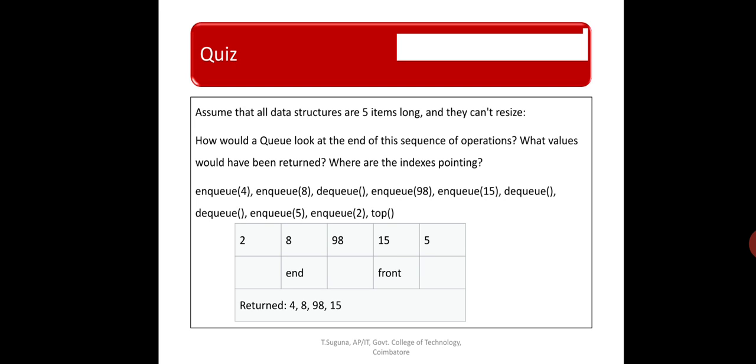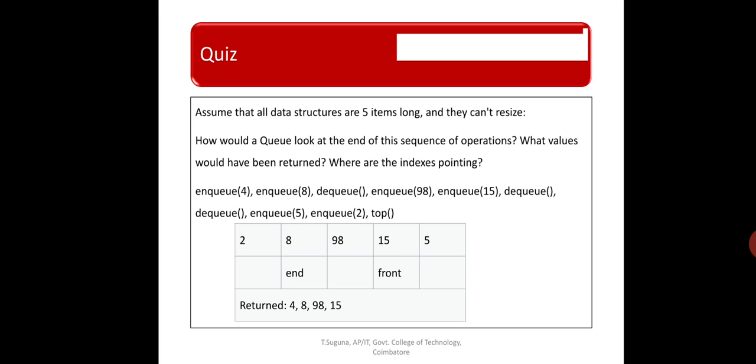Sorry for the interruption. NQ4 is the first element, NQ8 is the second element, DQ. DQ deletes the element 4 from the queue, so the queue now only has 8. Next operation is NQ98. Now the queue holds the values 8 and 98. Then the next element is 15, so the queue has 8, 98, 15. DQ deletes the element 8. Now the queue has 98 and 15. Next DQ operation. Now the queue has only 15.